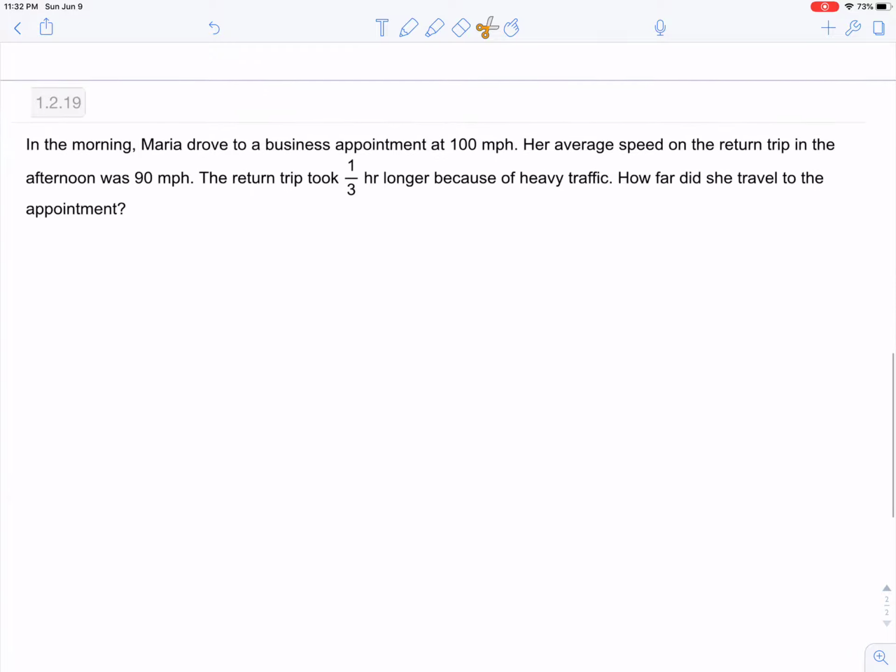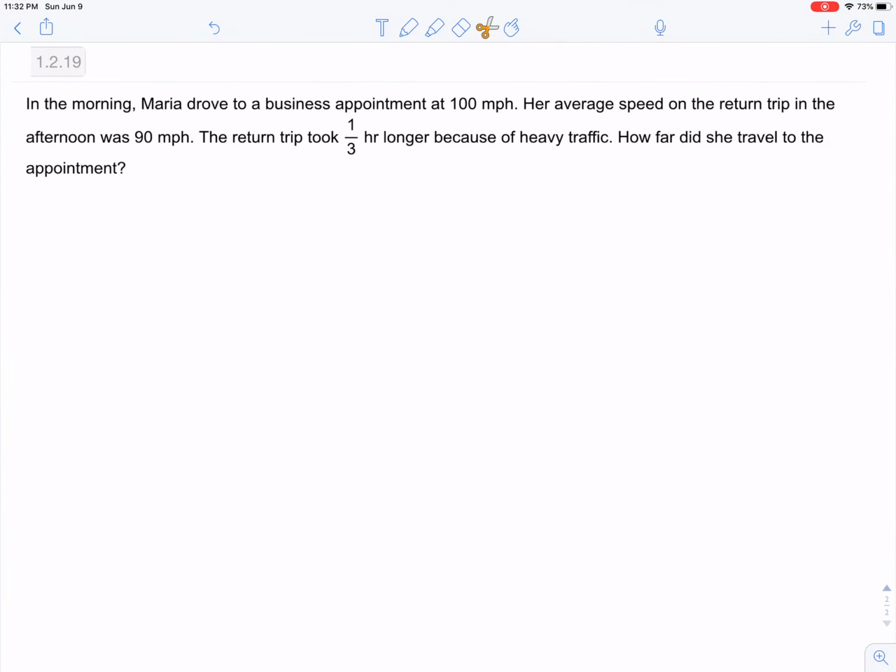This is from, I think, College Algebra. From our text, it comes from section 1.2, question number 19. It says, in the morning, Maria drove to a business appointment at 100 miles per hour. Her average speed on a return trip in the afternoon was 90 miles per hour. The return trip took 1/3 hour longer because of heavy traffic. How far did she travel to the appointment?